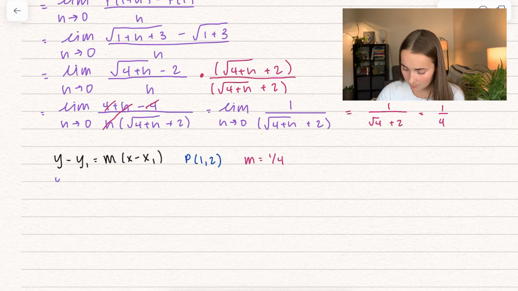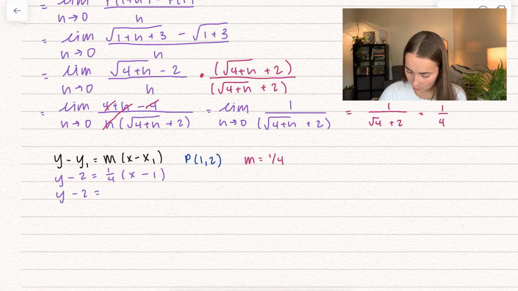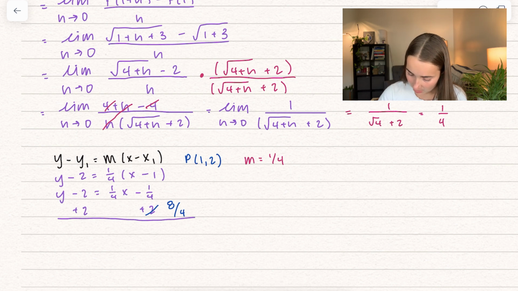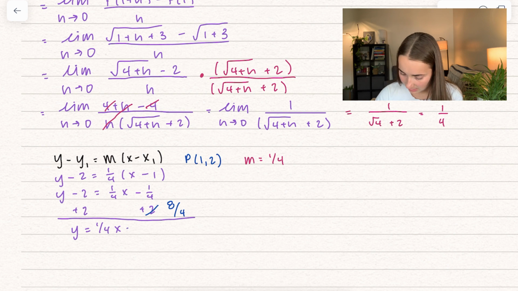So I get y minus y1, which is 2, equals 1/4 times (x minus 1). If I multiply this out, I get 1/4 x minus 1/4. I'm going to go ahead and add 2 to both sides. But remember that 2 can be rewritten as 8 over 4. This way we can go ahead and combine those. So here I get y is equal to 1/4 x plus 7/4. And that is the equation of our tangent line.